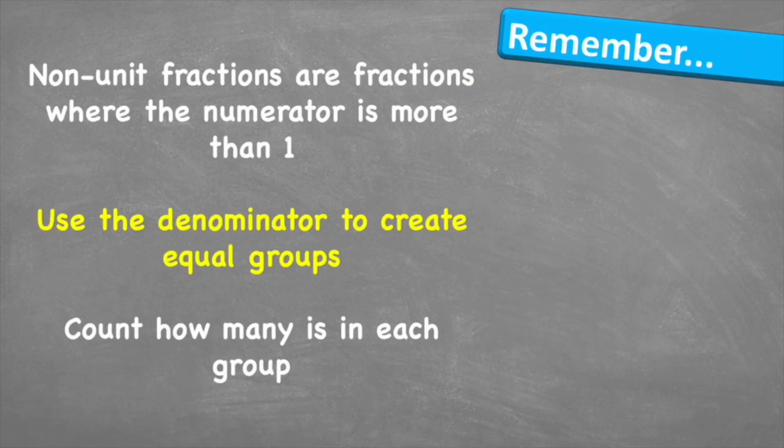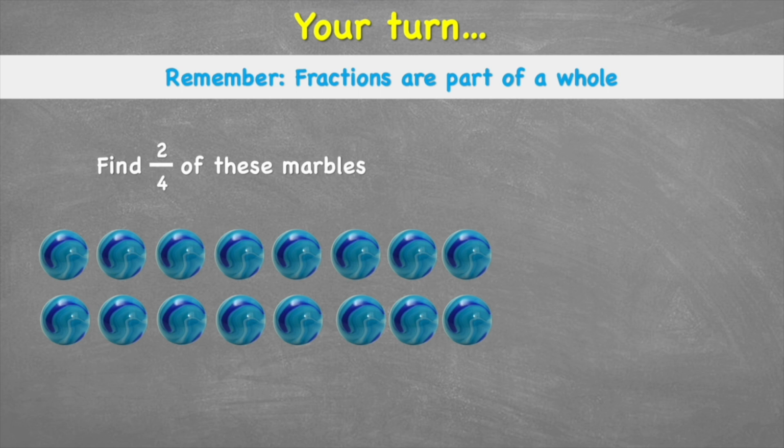Let's look at what to remember. A non-unit fraction is a fraction where the numerator, the number at the top, is more than 1. And we use the denominator, the number at the bottom of our fraction, to create equal groups, and then we just share our quantity out and then count how many is in the numerators. That will give us our total answer. Your turn. Find 2/4 of these marbles. Press pause on the video now, take your time, good luck.